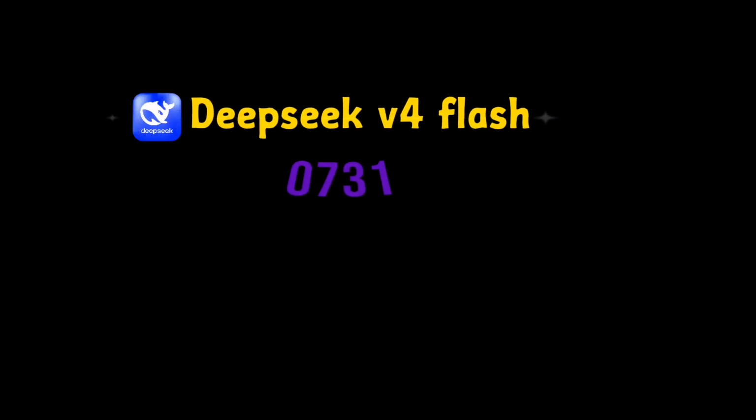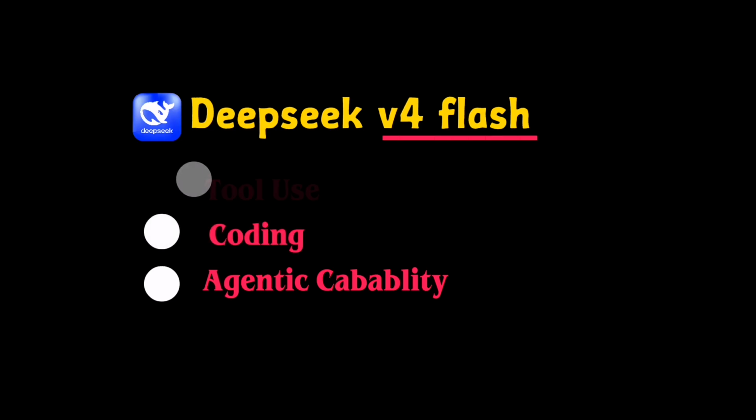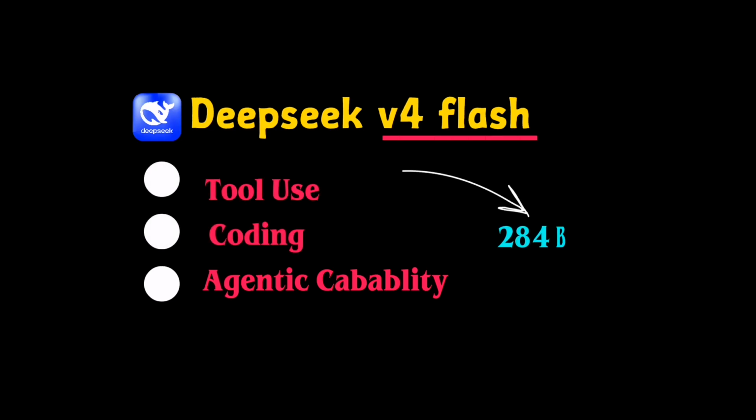The new model is DeepSeek V4 Flash 0731. This is not a new model trained from scratch with a new architecture. It's the same previous DeepSeek V4 Flash, post-trained with a massive emphasis on agentic capabilities, coding, and tool use, so there's no change in specs at all. Same 284 billion total, 13 billion active parameters, same 1 million token context window, same attention design, same residual connections, but the performance tells a different story.